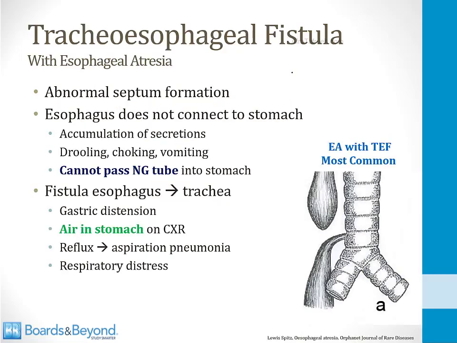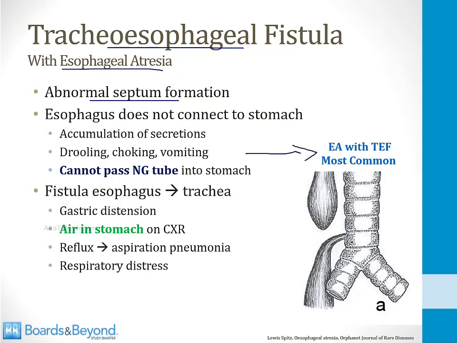Because the lung bud is an outgrowth of the foregut, which is the future esophagus, a septum needs to form to divide the trachea from the esophagus. But if that doesn't form normally, babies can be born with a tracheoesophageal fistula. This usually occurs together with another anomaly called esophageal atresia. The most common form of tracheoesophageal fistula with esophageal atresia is what's shown on the slide here.